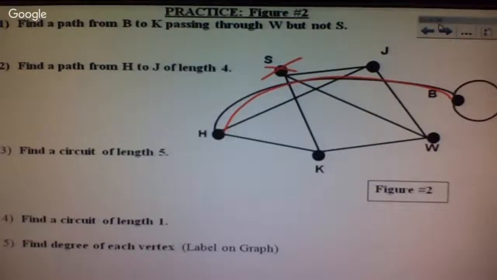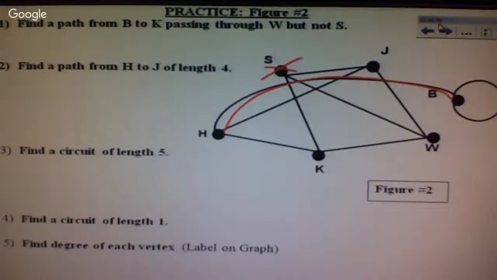Just be careful here. It says you want to go from B to K. Oh, okay. You went to W, continue on. Oh, you're right. So you went from B to H, H to J, J to W. Okay, just go and just go to K. Let's see. H to K, K to W, W to J. Be careful, that's only 1, 2, 3 edges.